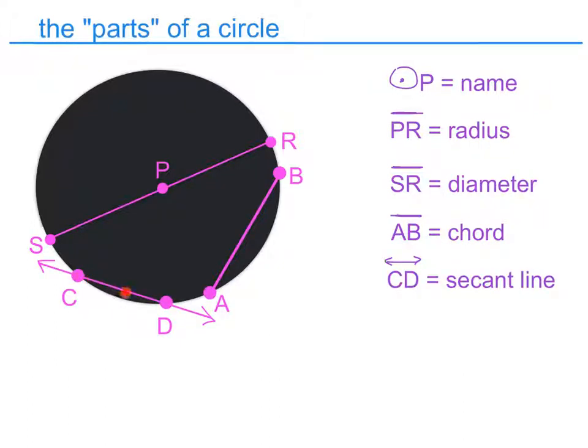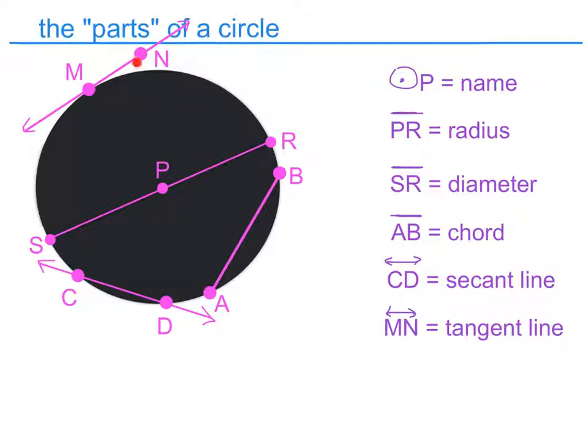Okay. If I take a chord and I extend it through, so now I have a line that passes through the circle in two distinct points, I can call that line a secant line. So one more time for clarification, if a line passes through the circle at two distinct points, it is called a secant line.